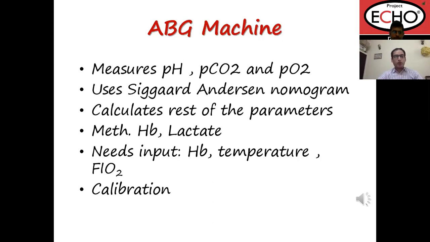Another thing you should know about your machine is calibration. That is, the ABG machine has to be calibrated. The calibration is governed by the coefficient of variance, and there are set norms for each of these three primary parameters which are measured by the machine. Next slide, please.